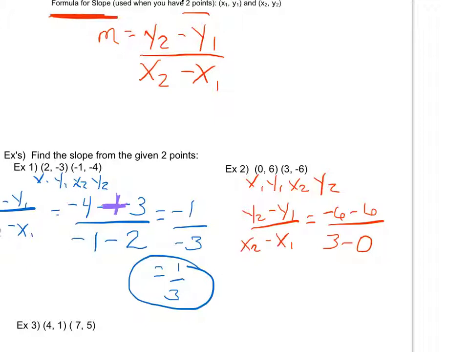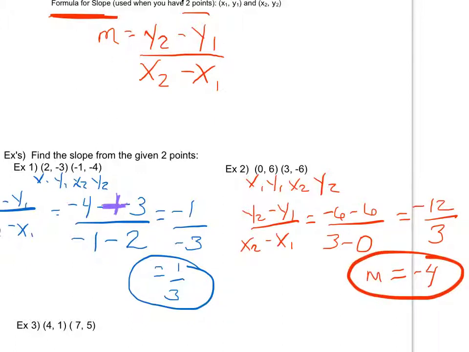Okay, from here, be careful. -6 minus 6. If I'm in the hole 6 and someone takes 6 more from me, I'm in the hole 12. 3 minus 0 is just 3. -12 over 3 reduces to -4. So my slope, m, is -4.